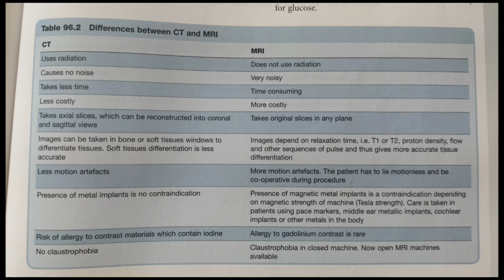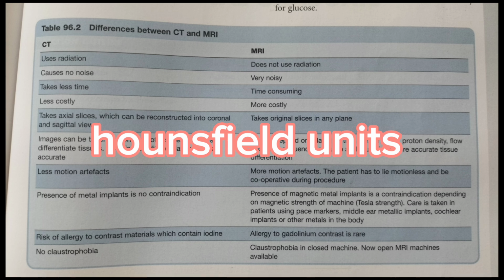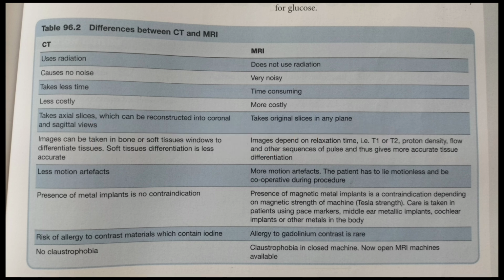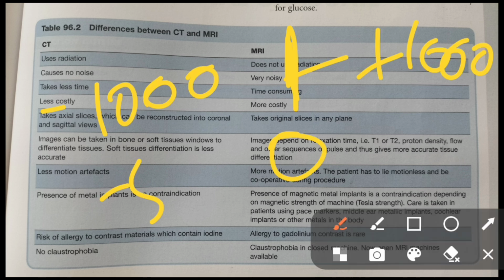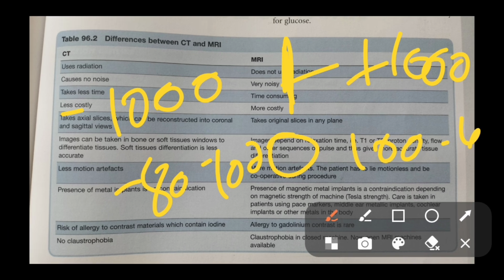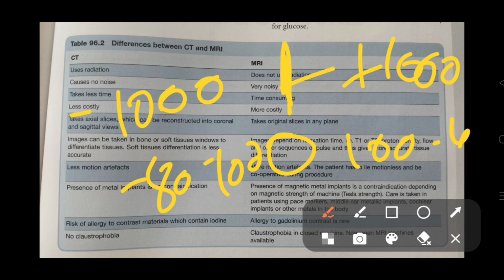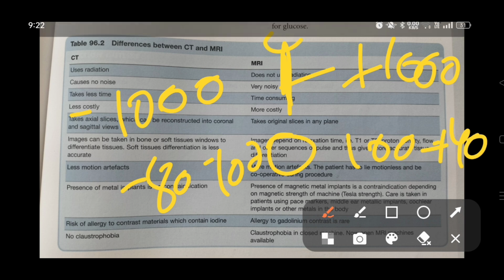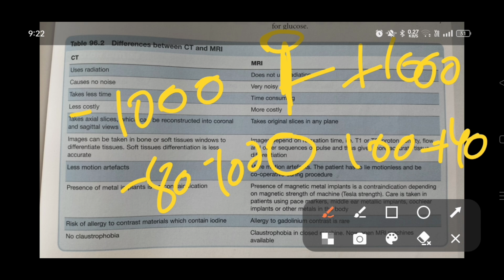Hounsfield units. CT is divided from -1000 to +1000, and water is at the center, 0. Fat lies in -80 to -100, and bone lies in +100 to +400. Okay, -1000 to +1000 Hounsfield units, water is at 0, -80 to -100 is fat, +100 to +400 is bone. I hope you are getting it.